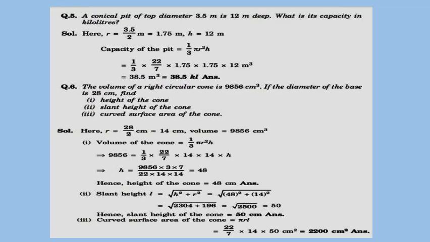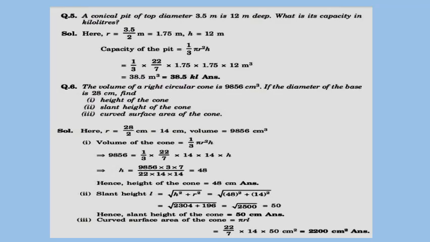Now the next question: the volume of a right circular cone is 9856 centimeter cube. If the diameter of the base is 28 centimeter, find the height of the cone, slant height of the cone, and CSA, that is curved surface area of the cone. Here, dear students, diameter is given, so we can calculate r, d by 2, it is 14 centimeter. Volume is given. Substitute all these values in the equation to get height.